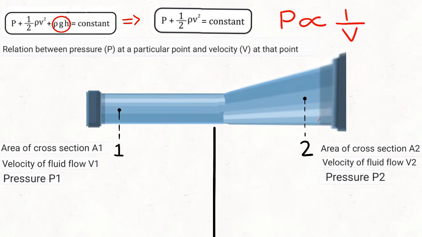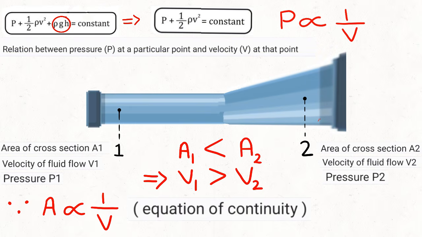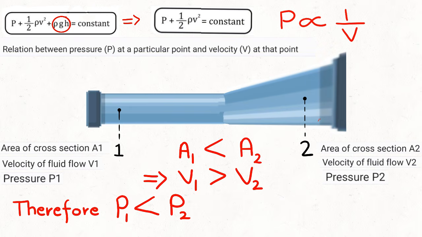From the figure, it is evident that the area of cross-section at point 1 is less than the area of cross-section at point 2. As a result, the velocity of fluid at point 1 must be greater than the velocity of fluid at point 2 because of the equation of continuity, which says that velocity of fluid flow must be inversely proportional to the area of cross-section. Therefore, pressure at point 2 must be greater than pressure at point 1 because of the result we derived previously.